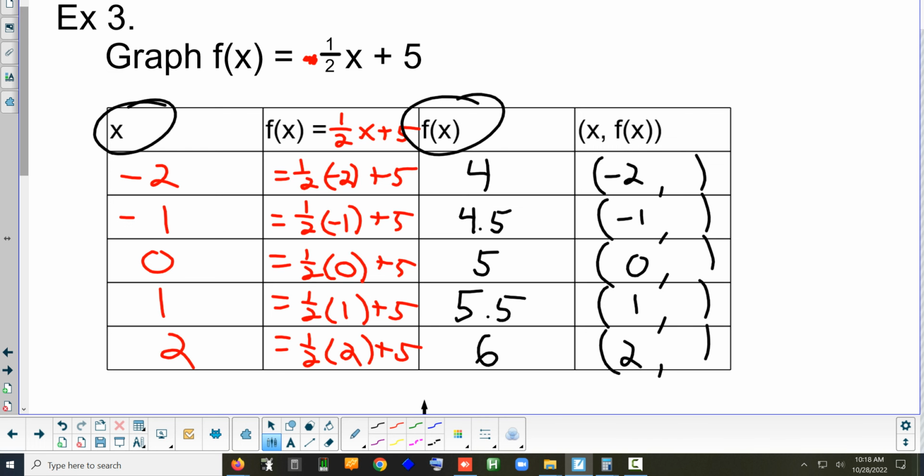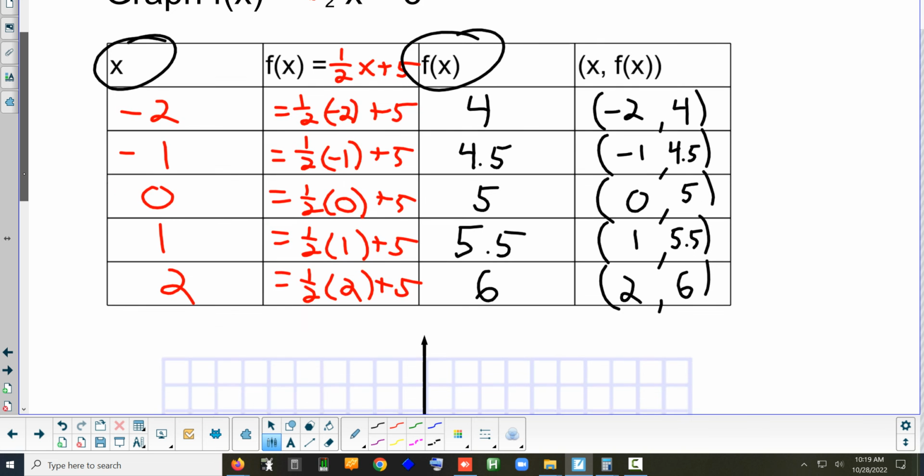So there's all my x's. And Mia, what's my y value, or my f of x value for the first coordinate? 4. Sean, what's my y value, or f of x value for the second coordinate? 4.5. And then 5, 5.5, and 6. Okay, when you're graphing, it's a little annoying when you have a decimal, but I'm going to try not to give you a decimal that's anything worse than a 0.5. You're not going to have like a 0.7 or something like that. All right, so let's graph.